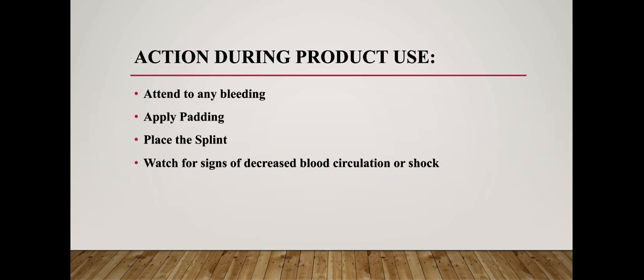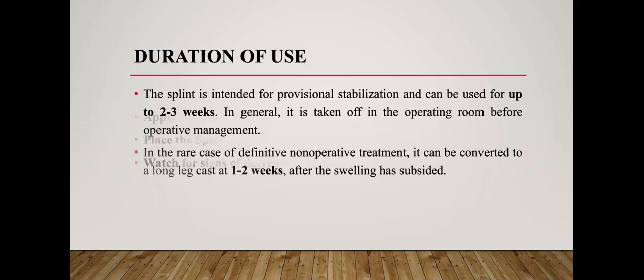Then coming to action during product use: attend to any bleeding, apply padding, place the splint, and watch for signs of decreased blood circulation or shock. Duration of use. The splint is intended for provisional stabilization and can be used up to 2 to 3 weeks. In the rare case of definitive non-operative treatment, it can be converted to a long leg cast for 1 to 2 weeks.